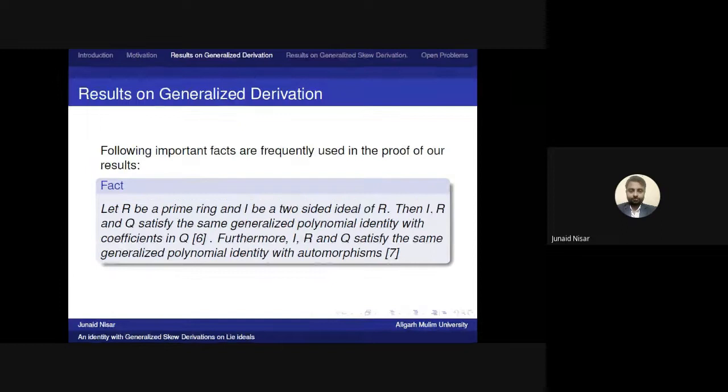This is the main result. Now come to my third chapter, results on generalized derivations. Here, the following important facts that have been used in the proof of my results are these. Fact.